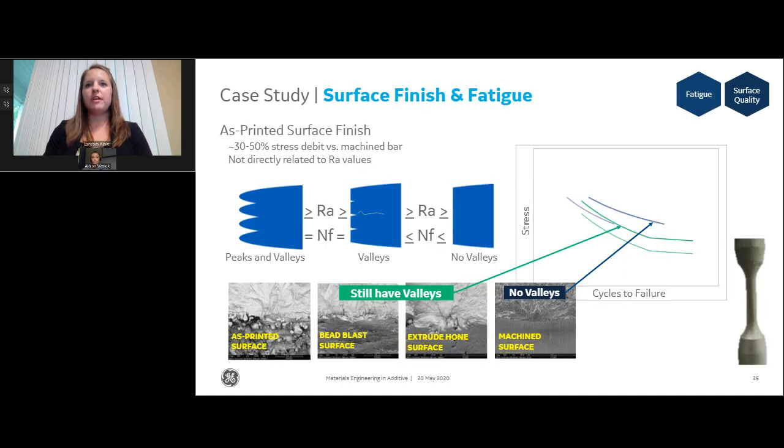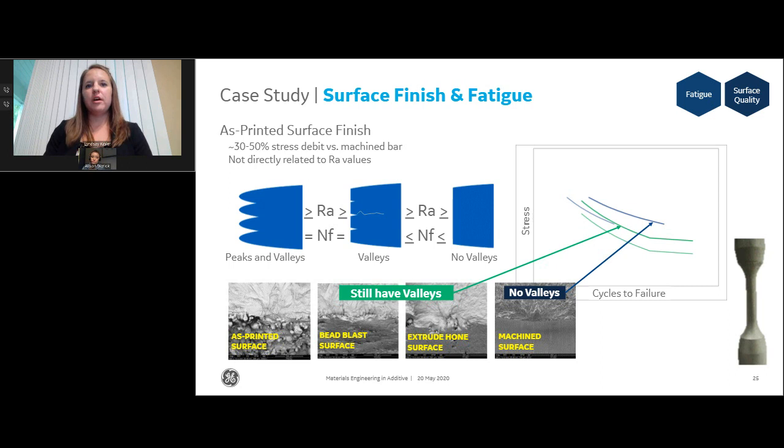So how does surface finish affect our final material properties? I'm showing here a case study of how surface finish impacts as-built fatigue properties. A lot of times in additive, we will test fatigue in an as-printed surface state. You can see in the cartoons here that an as-printed surface has both peaks and valleys.